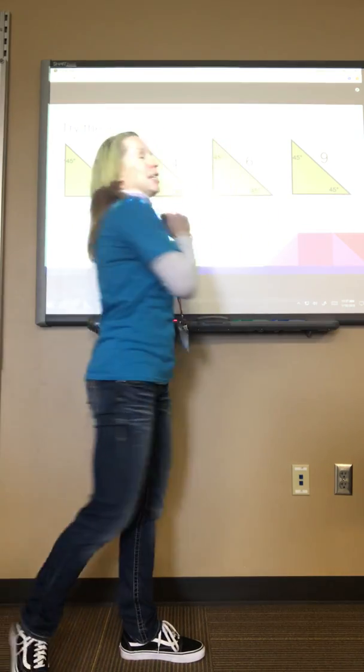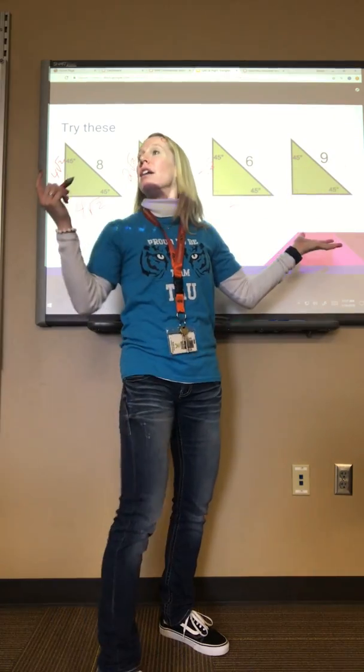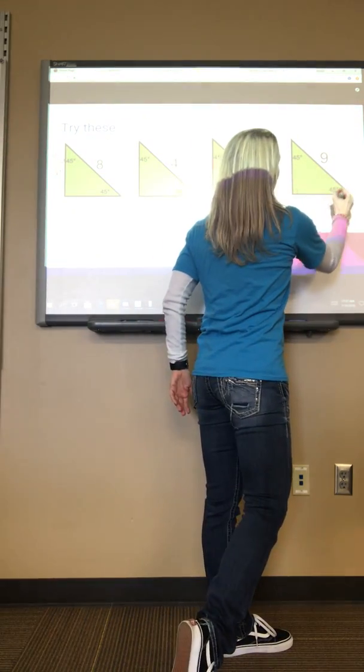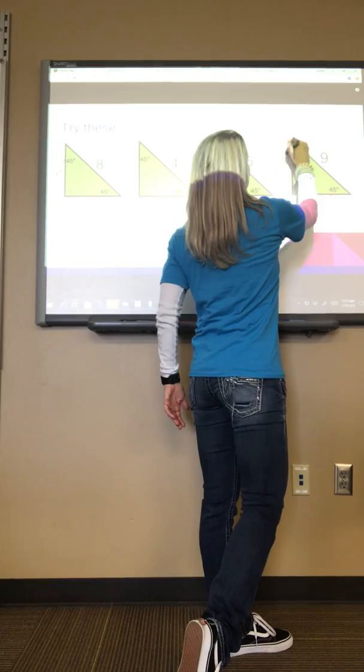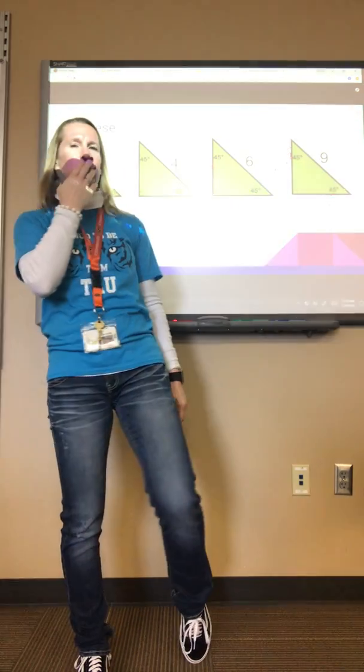Are you guys noticing a pattern? Yeah. What do you think this one would be? 4.5. 4.5 radical 2. Now type it in your calculator though and see what it says. 9 divided by radical 2. I want to show you something.